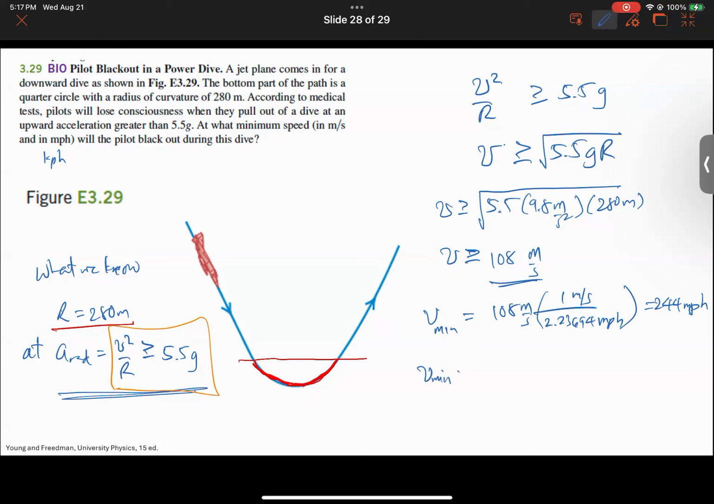But if we use a conversion, okay, to kilometers per hour, baka maging familiar pa kayo. So 1,000 meters is to 1 kilometer, and then 3,600 seconds is to 1 hour. This gives us 392 kilometers per hour.